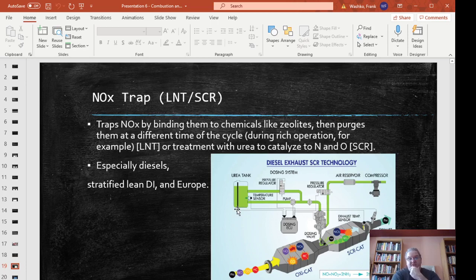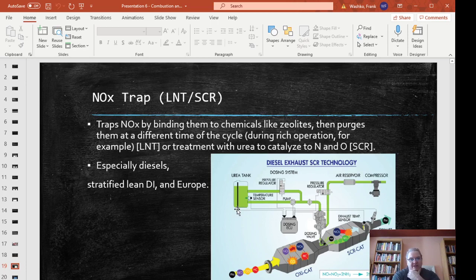The question is, what do you do if you are NOx heavy, intentionally by design, or you're specifically sensitive to NOx like they are in Europe? What do you do about that? The catalytic converter is not going to save you in that case. The answer is you have to use a NOx trap. You'll also hear this called a lean NOx trap or selective catalytic reduction, LNT or SCR.